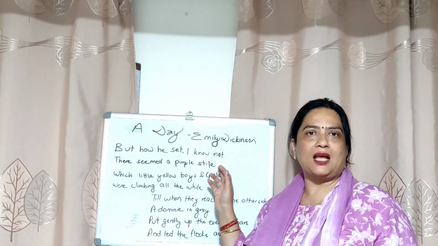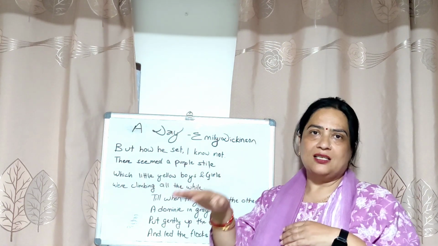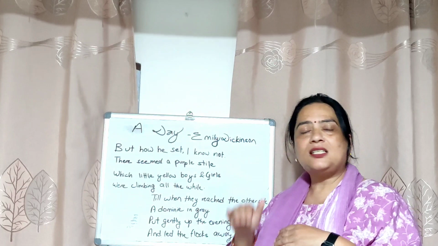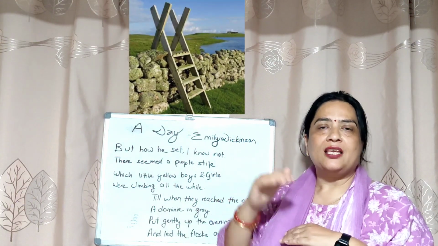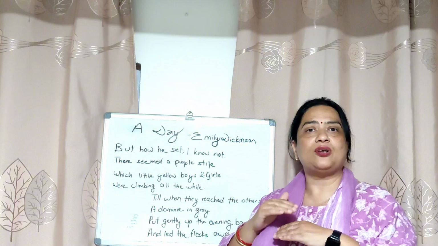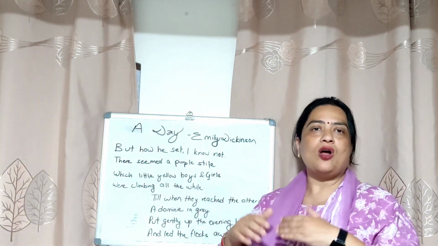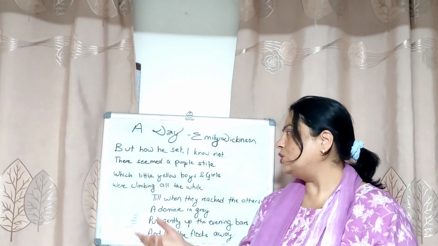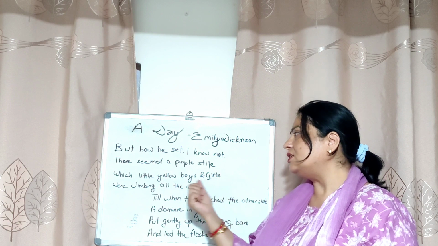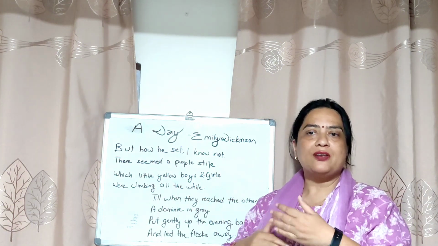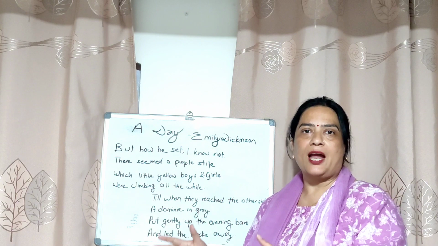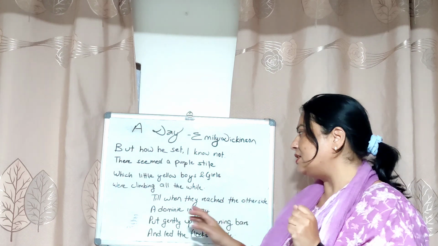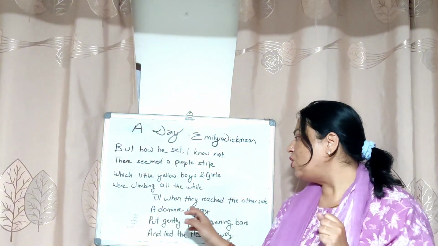There seemed a purple stile. Purple stile refers to the purple rays of the sunset time, and the stile indicates a ladder or stairs. Stairs can have a symbolic meaning, the stairs of life's struggle, as we all struggle to reach a particular destination or to achieve our goals. Which little yellow boys and girls were climbing all the while. Even the little boys, after doing their everyday activity, are returning home. Till they reach the other side, a dominie in gray.